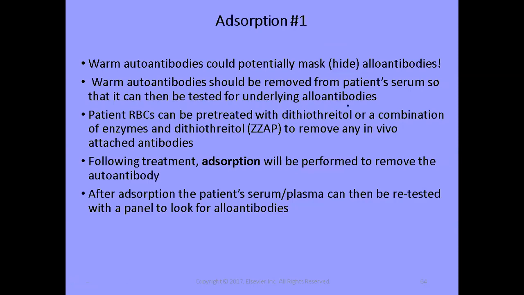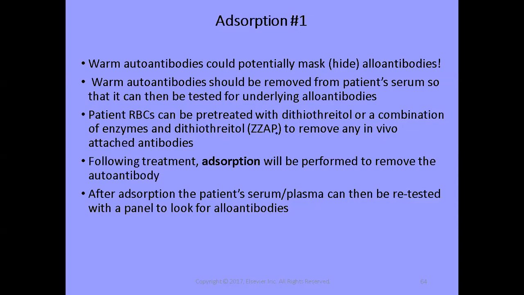There's a couple of ways we can do this. Patient red cells can be pre-treated with dithiothreitol or a combination of enzymes and dithiothreitol, which is called ZZAP. And basically, ZZAP removes any antibodies that are attached to the patient's red cells. Okay, so it's basically going to break them off, and the red cells are free.